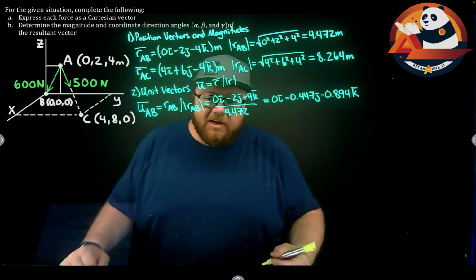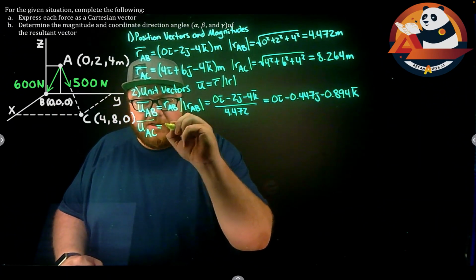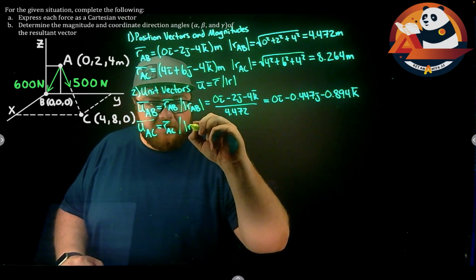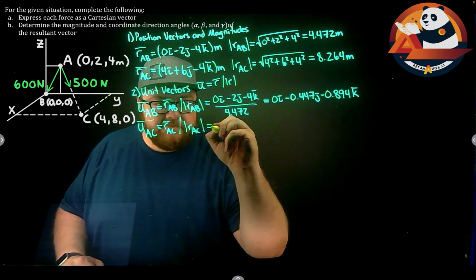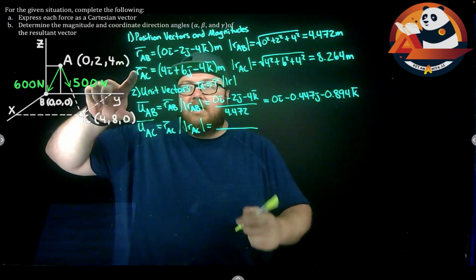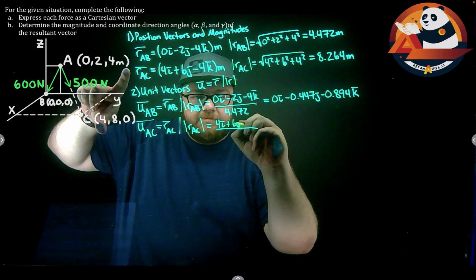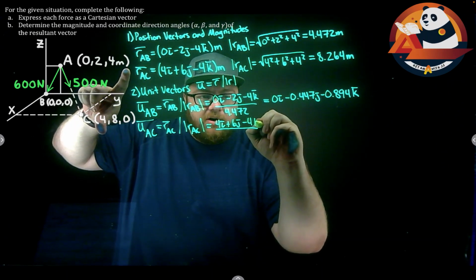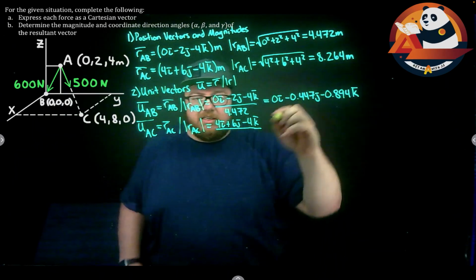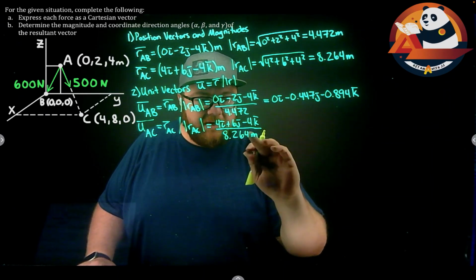Let's do the same thing for UAC. This should get me RAC divided by the magnitude of RAC. My position vector, I know, is 4I plus 6J minus 4K, and I can divide that by the magnitude, 8.264 meters.